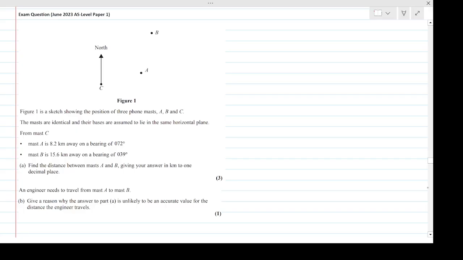Okay, so it's very, very similar to the other example we looked at with bearings. So, first of all, let's deal with the bearings bit. First of all, A, from mast C, well, they've given us a diagram roughly, which is quite helpful. But mast A is a bearing of 72 from C. Now they've already drawn the north line, right, the upper line. So 72 away from that is probably going to be about there, right? So then that angle's probably going to be at about 72.